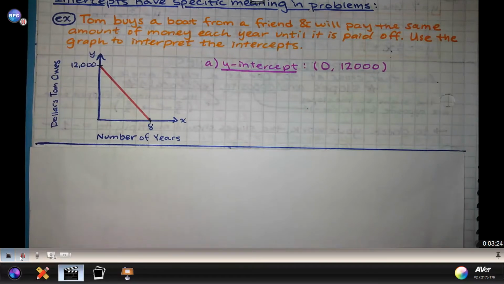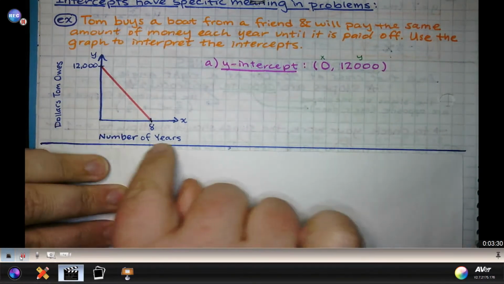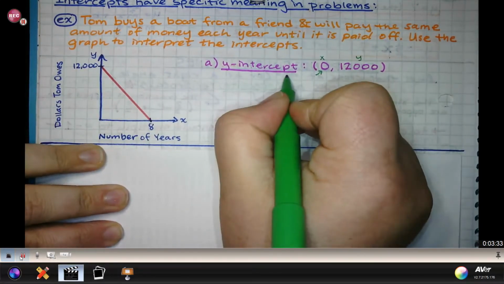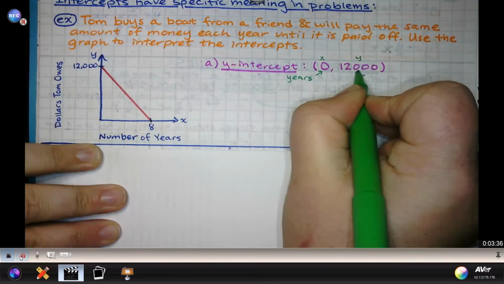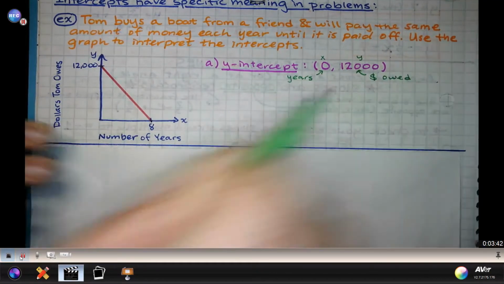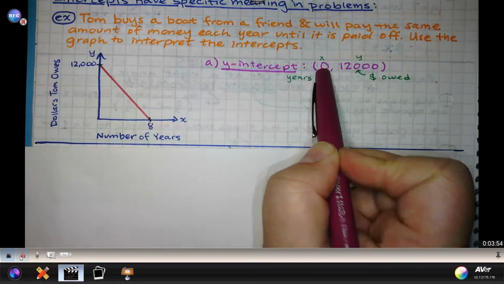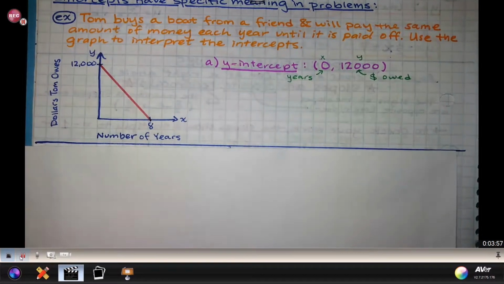And then what we need to do is essentially interpret this in context. So remember, this is x, this is y. The x-axis is years, so this must be 0 years. And the y-axis here is dollars Tom owes. So I'm going to write money owed. Okay, so that's what's happening in this. So if you want to translate verbatim, like identically word for word, after 0 years, Tom owes $12,000. But what we want to do is really make that a little bit more meaningful, because sometimes you can do a direct translation like in a language, but it's not exactly what you want or mean to say.